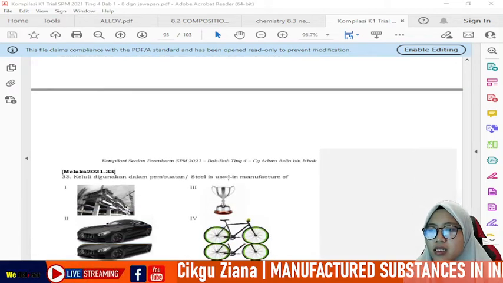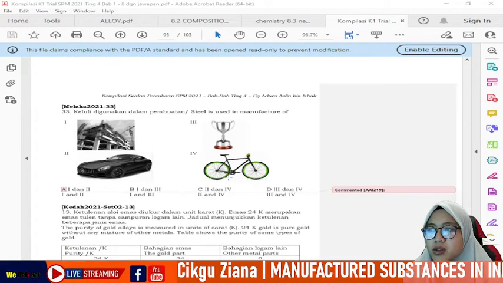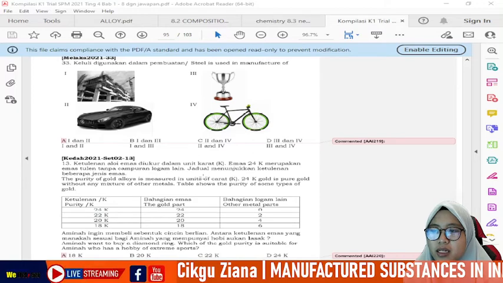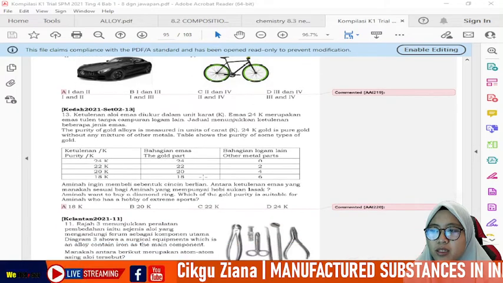Okay, next. Steel is used in the manufacture of what? Steel tadi apa? Shafika? Which one? A, 1 and 2. Okay, 1 and 2, buildings and cars.